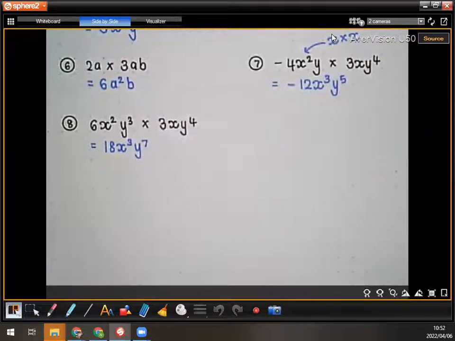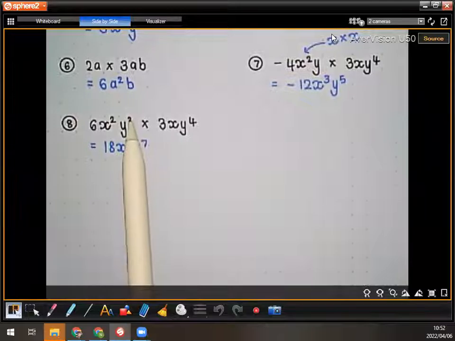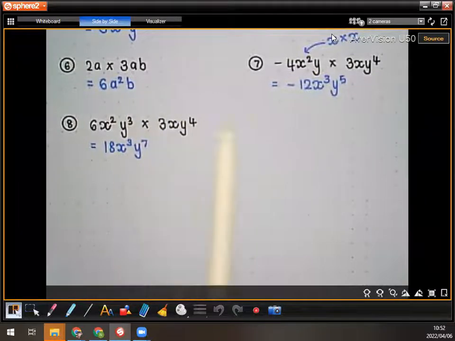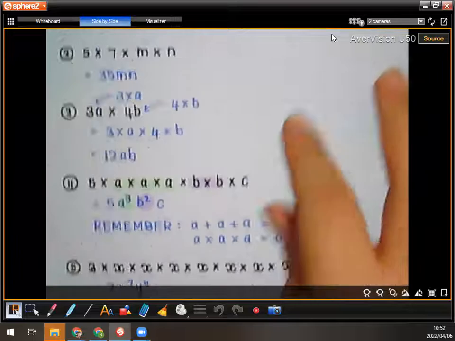Yes. Okay, so guys, again, 6 times 3 is 18. X squared, that's 2 x's, and then there's another one, so that's 3. So we do x to the 3, and then 3 y's and 4 y's, that's 7 altogether, so y to the 7. Okay, that's not that bad, right? Are you okay with that?